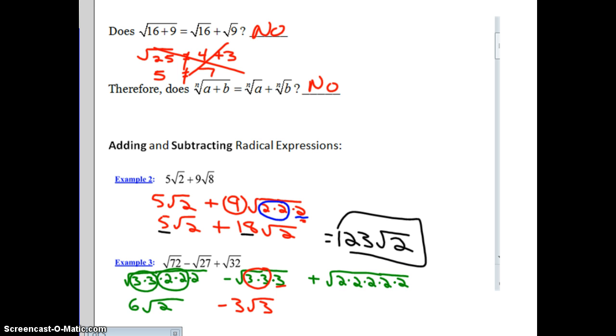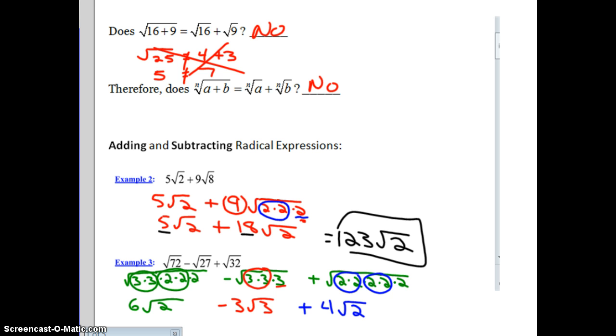The square root of 32. A pair of 2's there and a pair of 2's there. This is going to become 4 radical 2. Now all 3 are simplified, and we can see that we have like radicands, at least in 2 cases, 6 radical 2 and 4 radical 2. We're going to add those and get 10 radical 2.